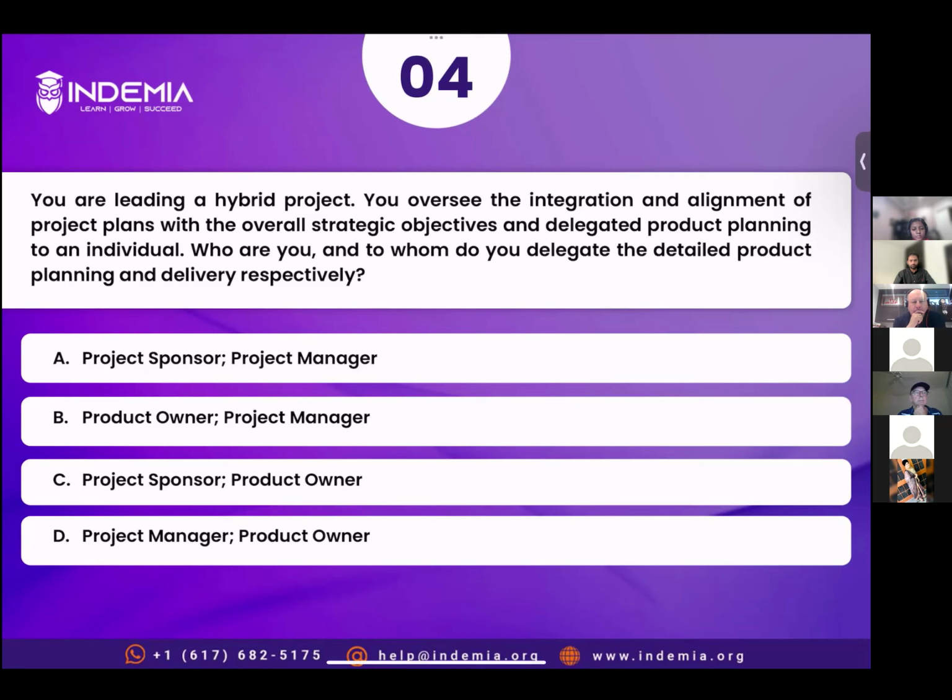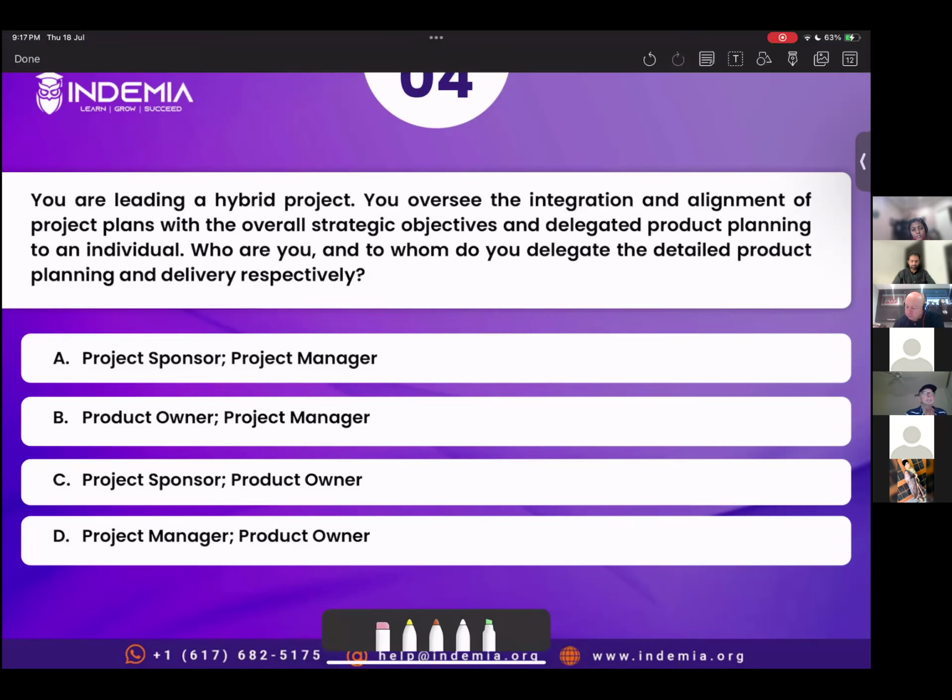All right, thank you for the detailed explanation. So let's read the question. It says you're leading a hybrid project. If it is a hybrid project, it means a combination of both waterfall and agile, right? So we will be having roles relevant to waterfall methodology and agile framework. You oversee the integration and alignment of project plans. So the keyword is integration here. Integrating project plans is the job of the project manager. So integration is done by the PM, integration management, right?